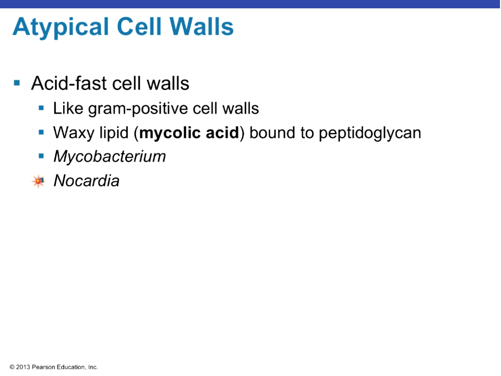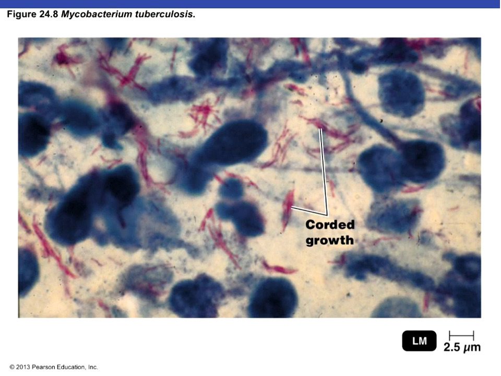So Mycobacterium and Nocardia are examples of acid-fast staining cell walls. And remember, where I put a sunshine, that means that it's important. So here is a picture of an acid-fast staining cell wall. Remember, we talked about how acid-fast is going to be a red color, whereas the non-acid-fast staining cells are going to be a blue color. So we have our acid-fast staining corded growth for Mycobacterium tuberculosis, which is an example of an acid-fast staining cell. And then these big blue cells are non-acid-fast staining. Those are just simple squamous epithelial cells that are found in the lung tissue. So they're just human cells in the lung tissue.